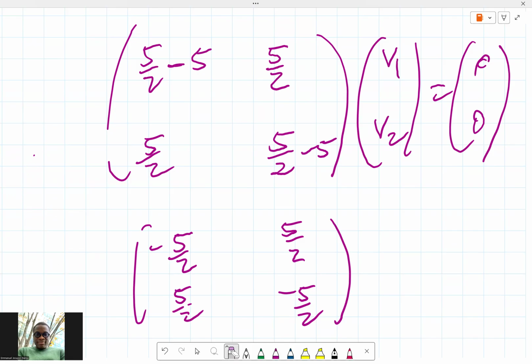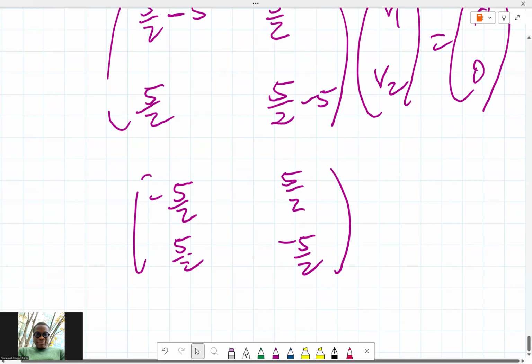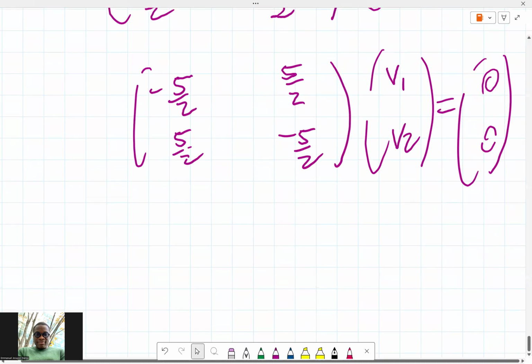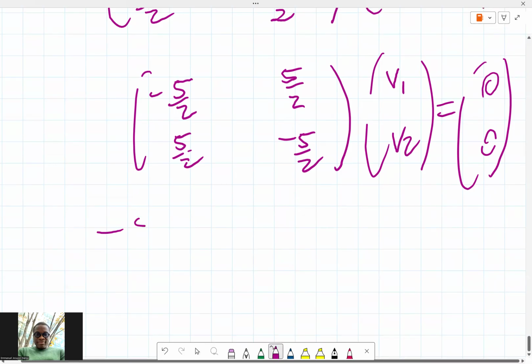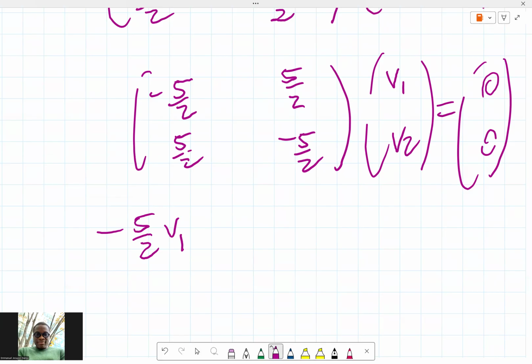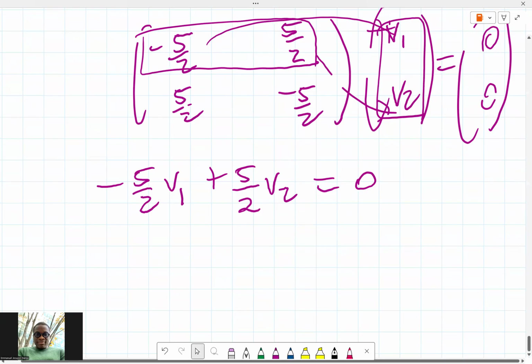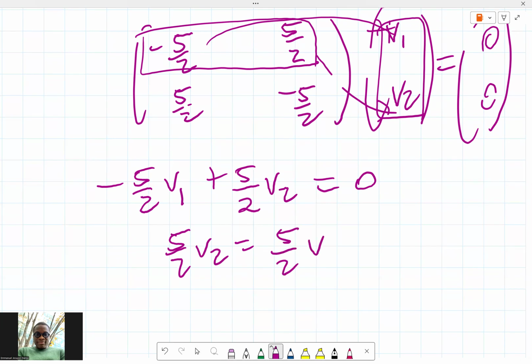So all that multiplied by V1, V2 is equal to 0, 0. Now we can multiply. If we multiply again, we have minus 5 over 2 V1 plus 5 over 2 V2. This multiplies this and this multiplies this, and all of that is equal to 0. If we tidy this up, that means 5 over 2 V2 is equal to 5 over 2 V1. In short, 5 over 2 cancels out, so V2 is equal to V1.